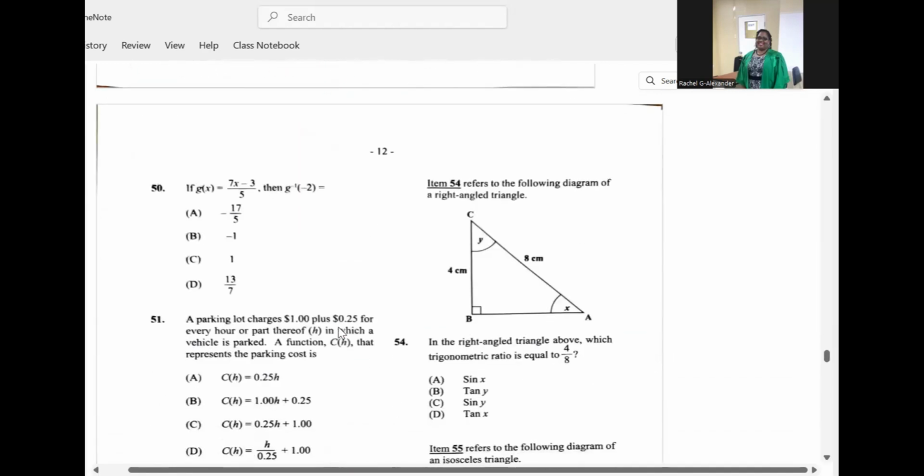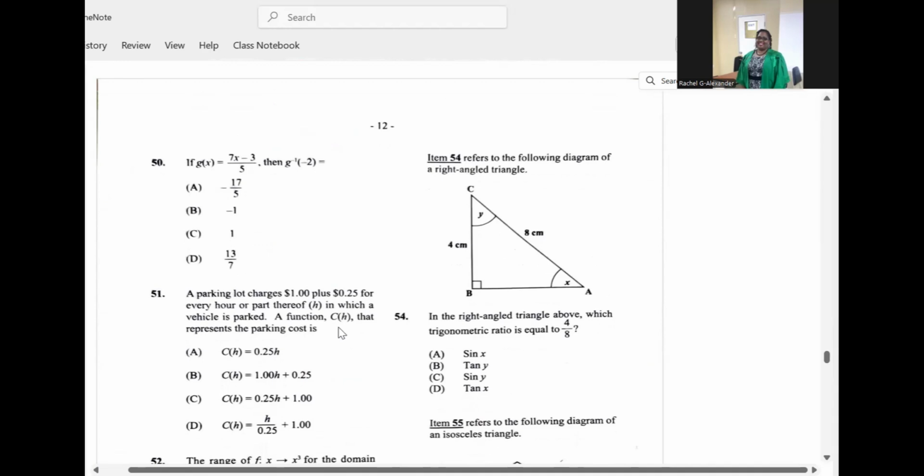50, you're in the home stretch. If g of x is 7x minus 3 over 5, then g inverse of negative 2 is what? Whoa. There's a way to do this without going through all the work of finding the inverse. That is not coming to my mind right now.